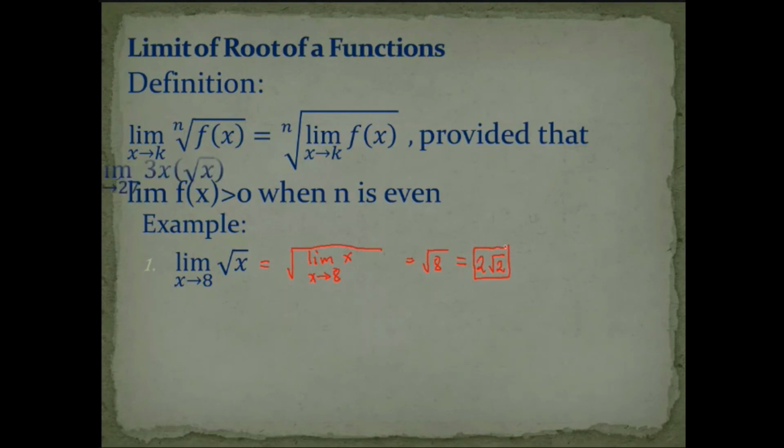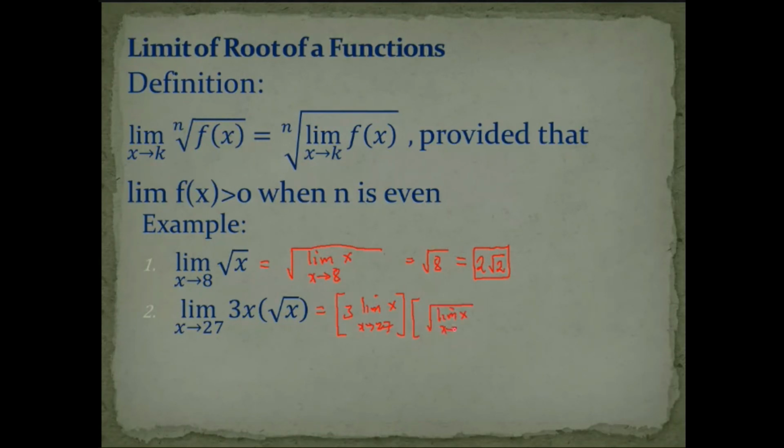Number 2, limit of product ng 3x and square root of x as x approaches 27. So kapag product, siyempre we have to multiply. Yung definition niya, ito ay 3 times the limit of x as x approaches 27. Lagyan natin ng bracket. Then sa kabila naman, square root of limit of x as x approaches 27. Okay, so ito yung magiging 3 times 27. Sa kabila naman, square root of 27.